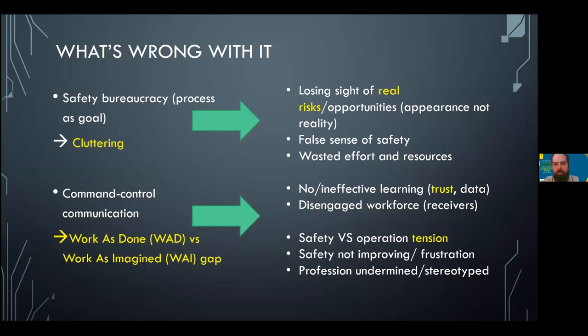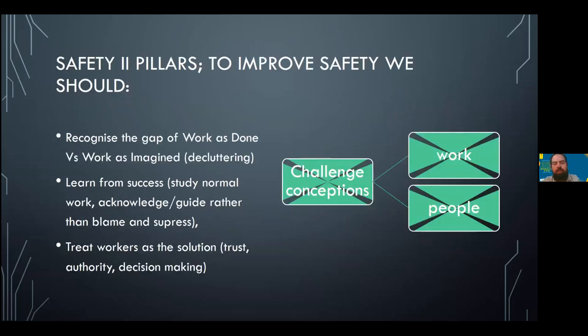So just to clarify, the two problems are cluttering and bureaucracy, and the work as done and work as imagined gap. Now, Safety-II stands on Safety-II theory or ideas. Actually, Safety-II is not a specific theory. It's a group of ideas about work and about people. And the Safety-II ideas can be summarized under three main principles.